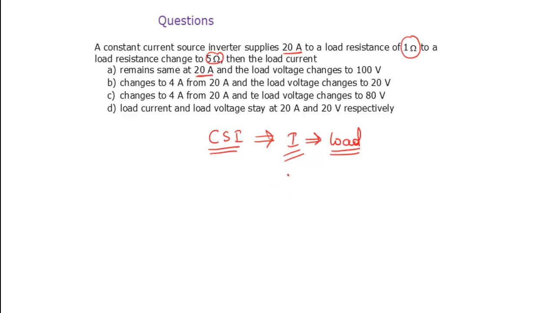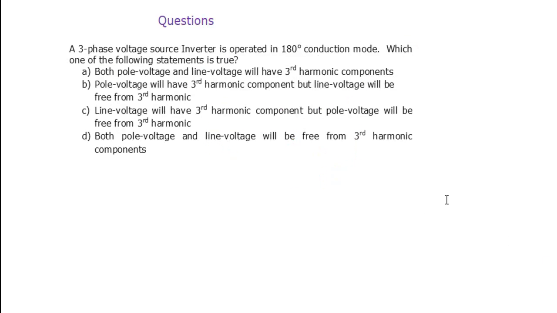But load voltage in case of CSI depends on the load. Earlier it was 20 into 1 ohm as the voltage. Now 5 ohm is there, so it will become 100 volts. That's why this relates to the first option. Okay, move on to the next question.